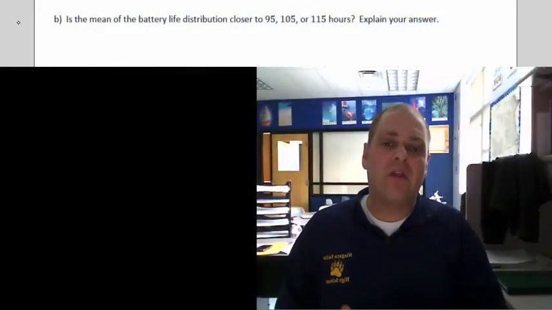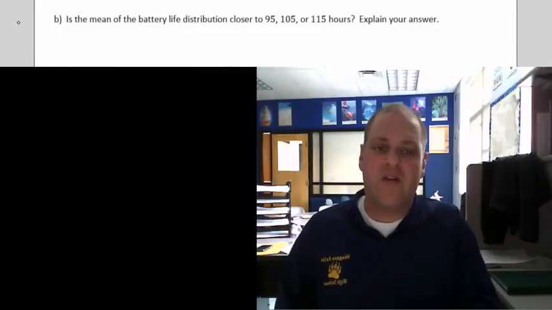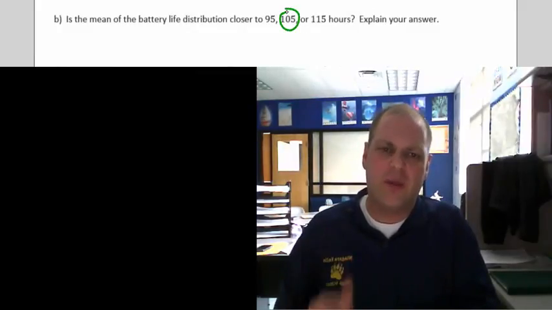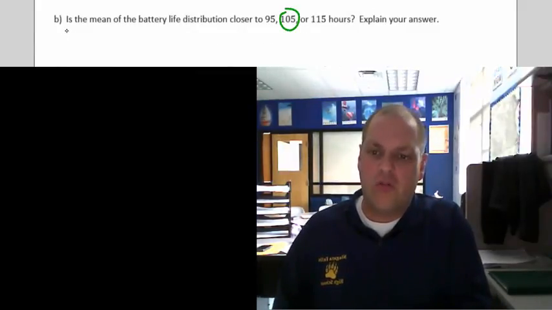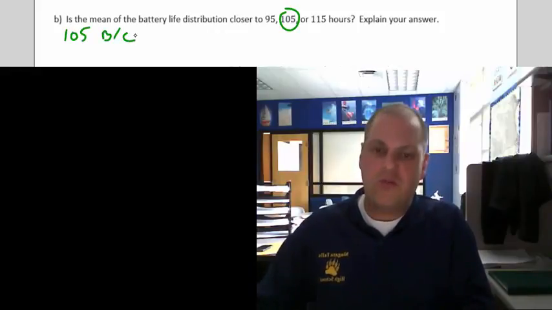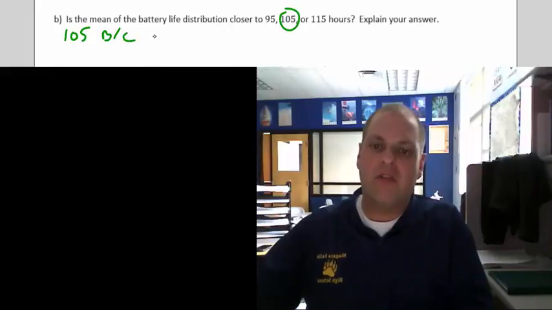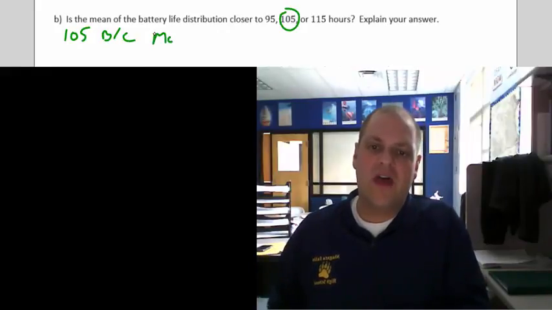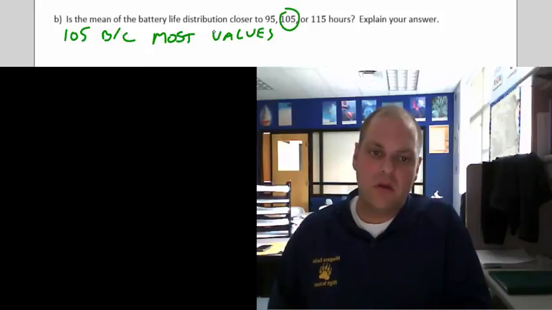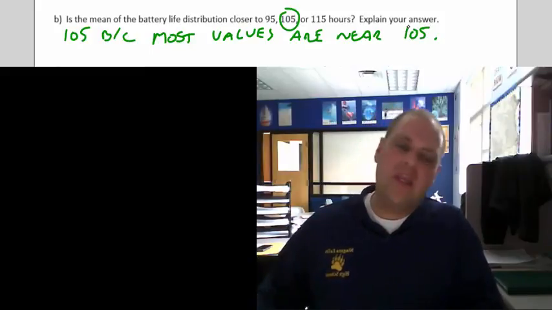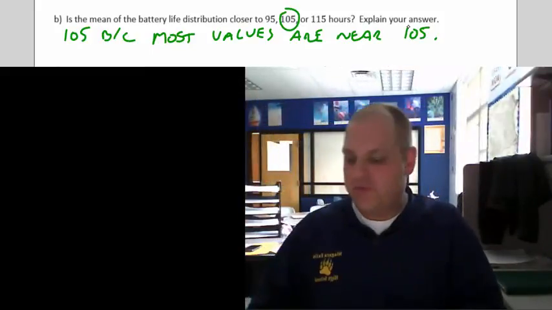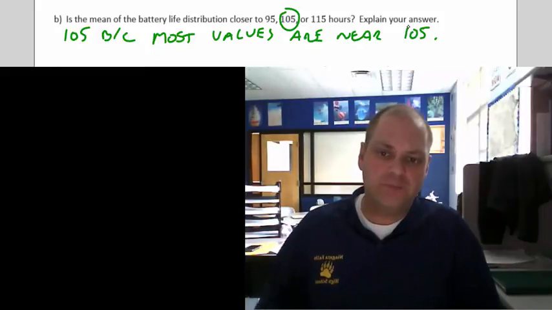Is the mean of the battery life distribution closer to 95, 105, or 115? We already said the center would be about 105. So let's say 105 because why? Explain your answer. Because most values are near 105. And again, we could get the actual mean if we wanted to calculate it.